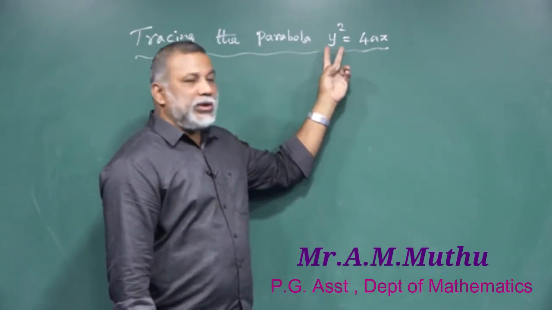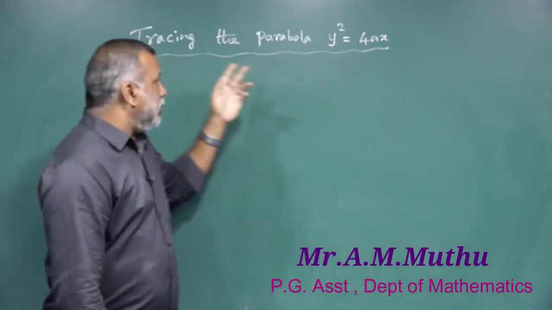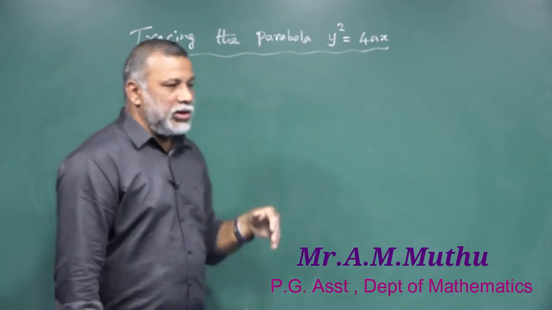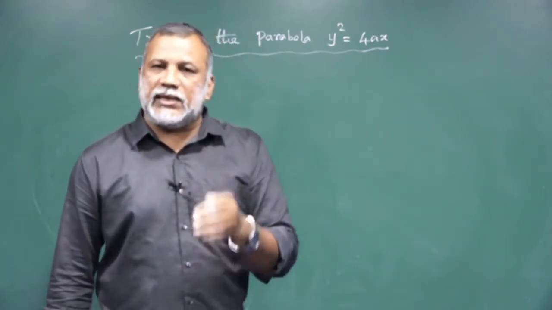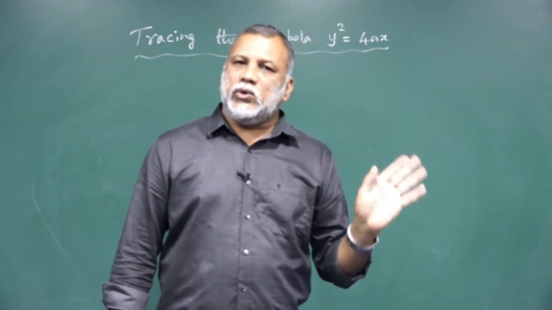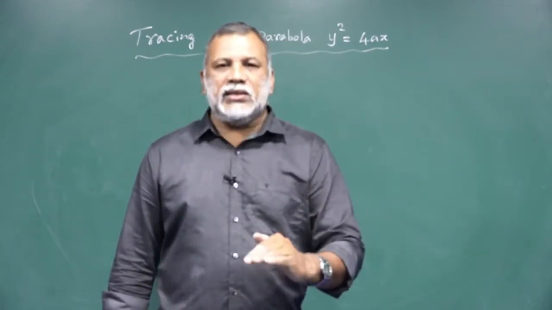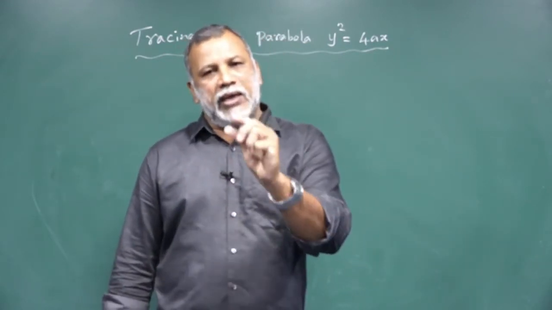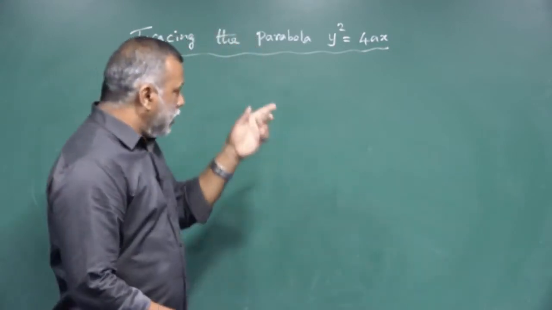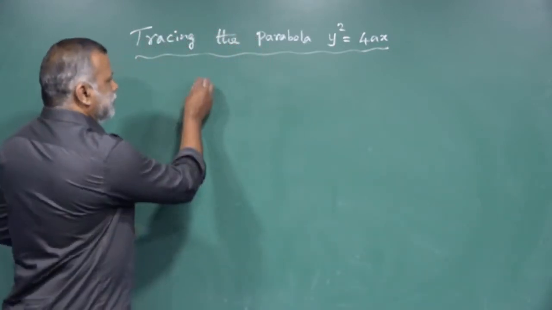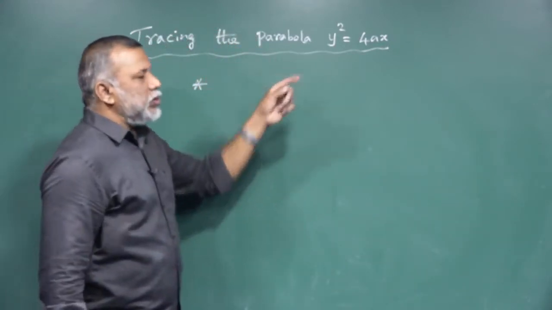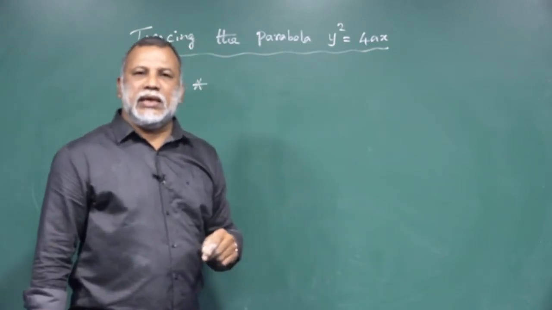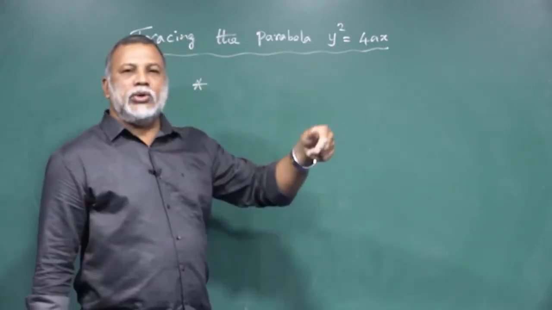Then, with the help of y squared equal to 4ax, we are going to trace the parabola. Tracing is nothing but analyzing the parabola y squared equal to 4ax. After that we are going to get some basic definitions from this. Now listen, point number 1: y squared equal to 4ax is symmetrical about the x-axis.